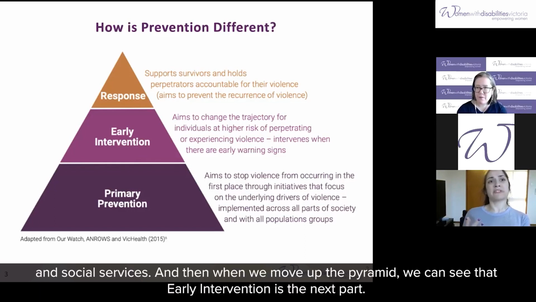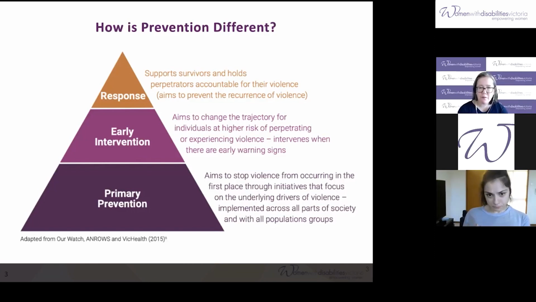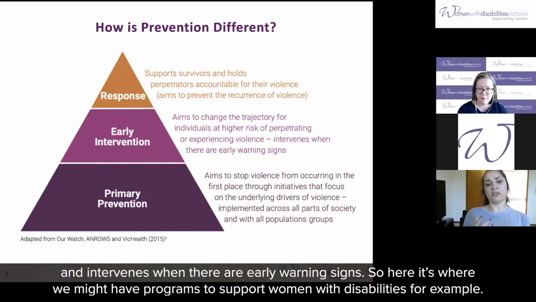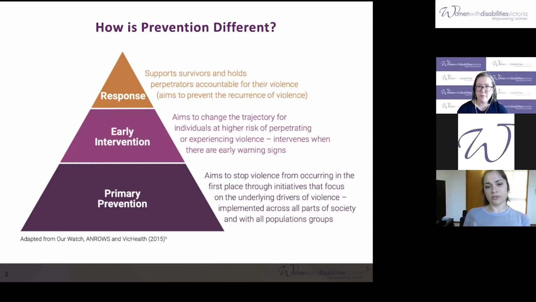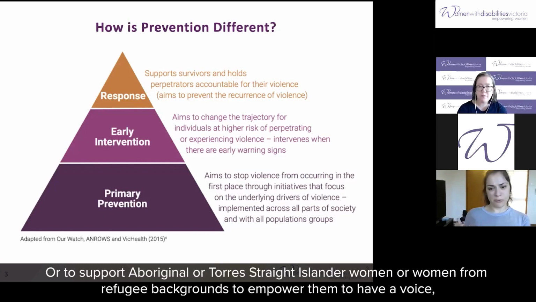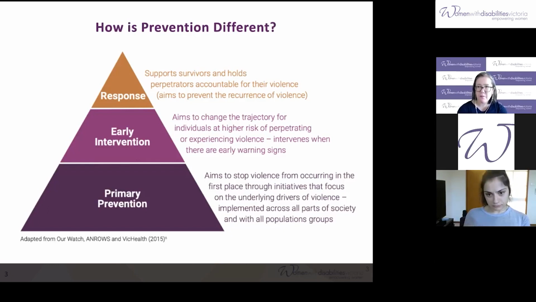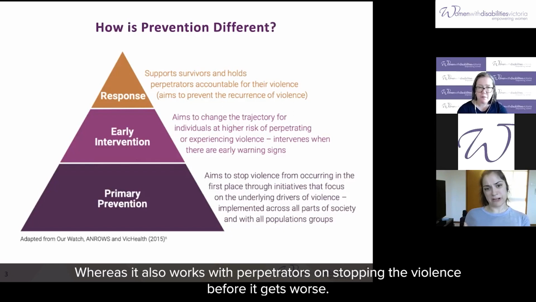And then when we move up the pyramid, we can see that early intervention is the next part. And this aims to change the trajectory for individuals at higher risk of perpetrating or experiencing violence and intervenes when there are early warning signs. So here, it's where we might have programs to support women with disabilities, for example, or to support Aboriginal and Torres Strait Islander women or women from refugee backgrounds to empower them to have a voice and to speak up and to avoid becoming victims of violence. Whereas it also works with perpetrators on stopping the violence before it gets worse.